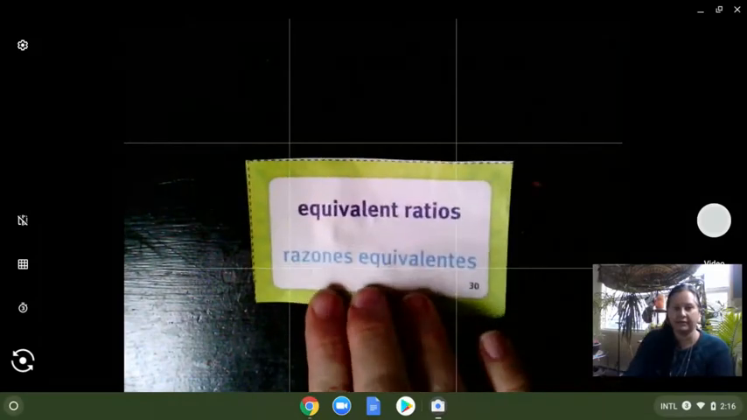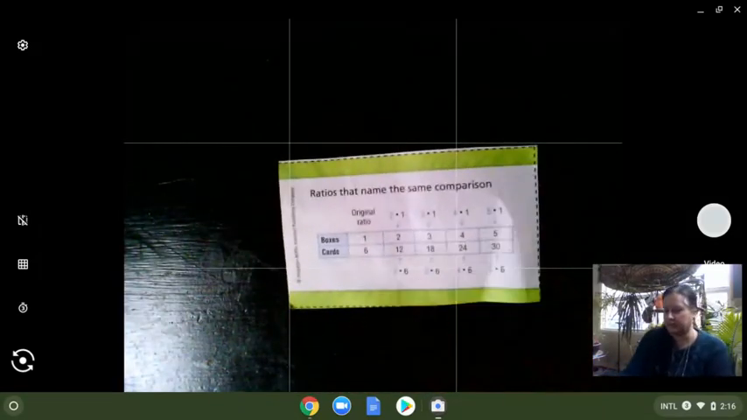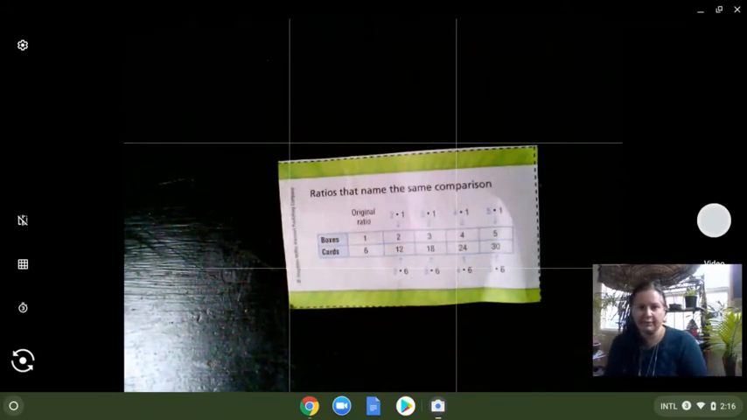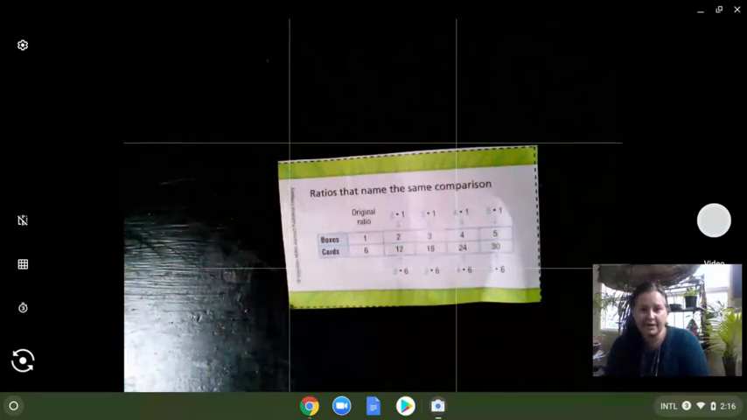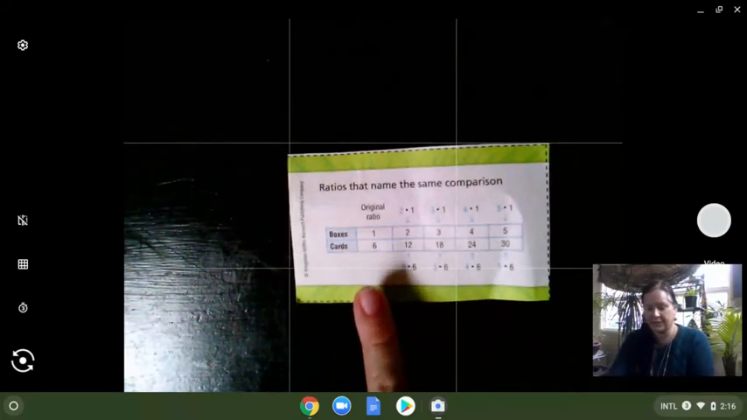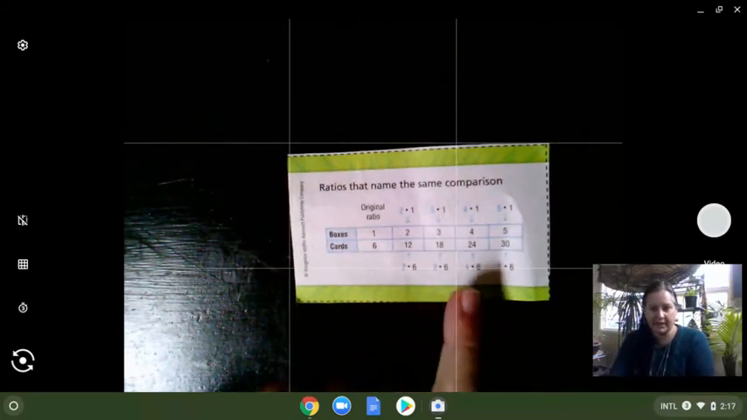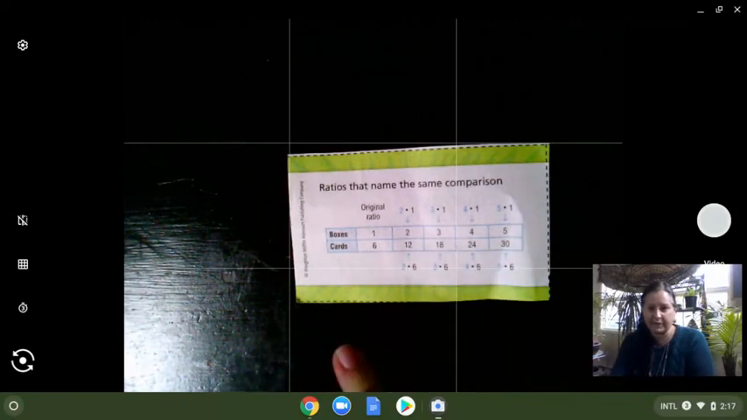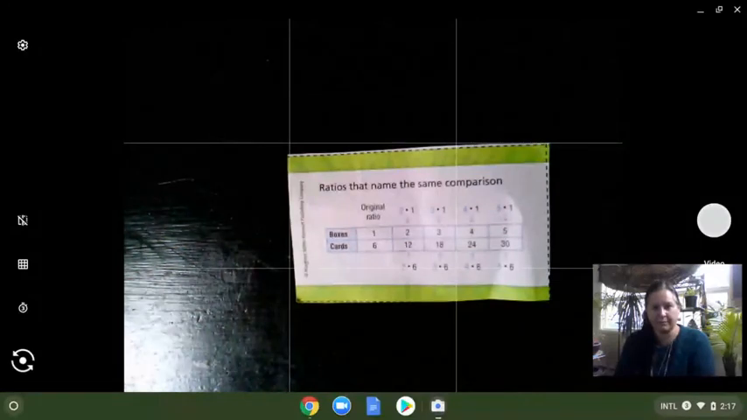And then equivalent ratios are ratios that are equal. A lot of times in this chapter, we're going to be using tables to compare ratios, and they'll give us an original ratio, and then for each spot on the table, that ratio will be multiplied by a certain number, so you can look at the equivalent ratios. So this one says ratios are the name of the same comparison.